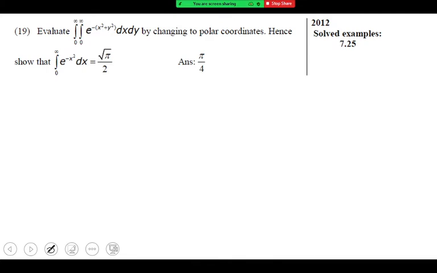The question is: evaluate this double integral by changing to polar coordinates. It is already written. We have to transform this double integral from Cartesian to polar, and then evaluate it. So whenever we have to transform the double integral from Cartesian to polar, step number 1, you should write the transformation. What are the transformations? Yes, what is the value of x and y?